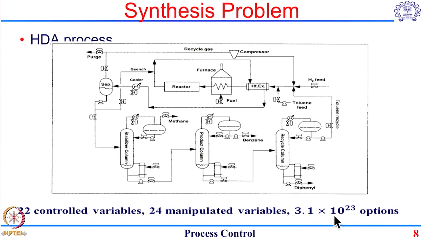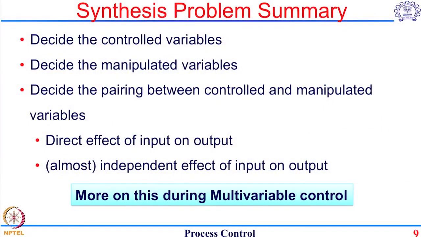So all I am trying to drive at is that the synthesis problem is not a straightforward problem. The bigger the system becomes, the number of options goes to a very high value. So you need a certain type of guidance in terms of how you go about selecting the best structure. As I said, this is a very active area of research, and there are sometimes heuristics which are followed in order to go about the pairing and the type of controller. So just to summarize, what we do in the synthesis problem is you decide what are the controlled variables, what are the manipulated variables, and then how do you pair them.